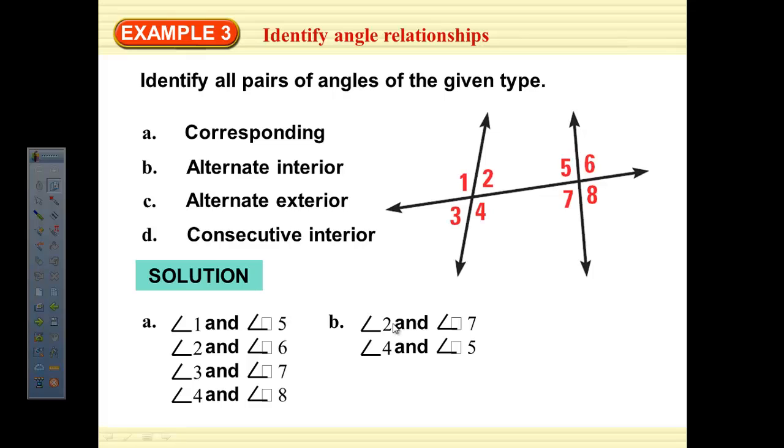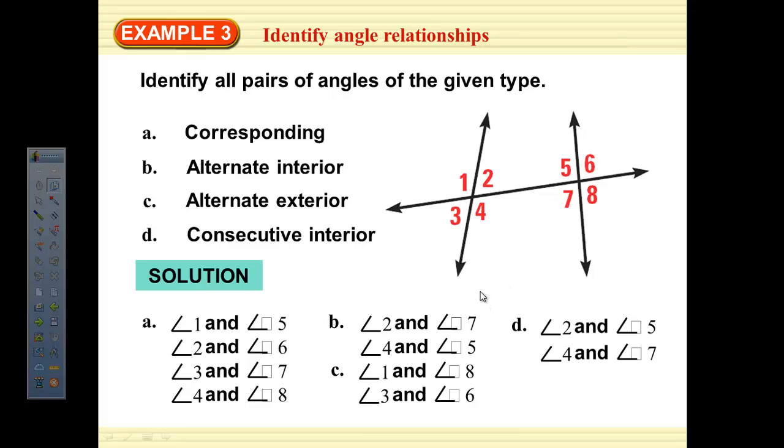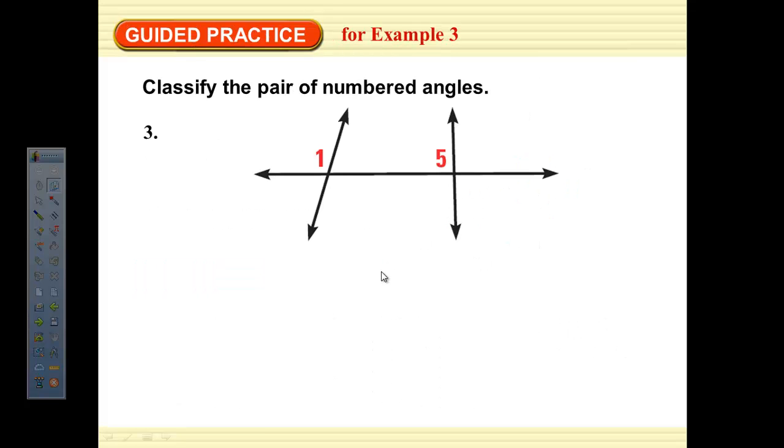Part 2, we've got 2 and 7, and 4 and 5. For C, we've got 1 and 8, 3 and 6. And finally for D, we've got 2 and 5, 4 and 7. Now we want to classify the numbered angles here.